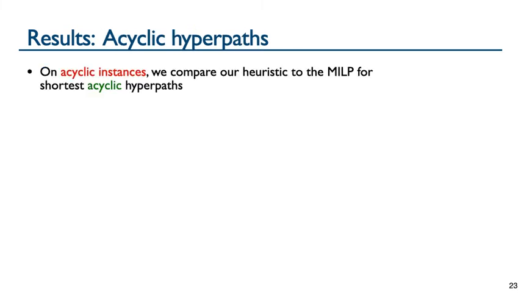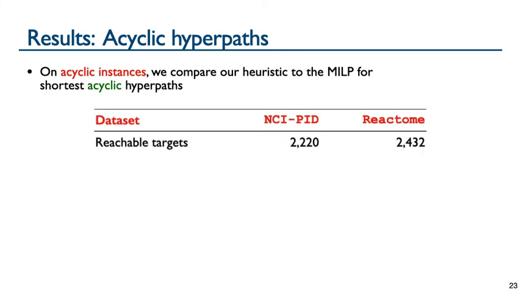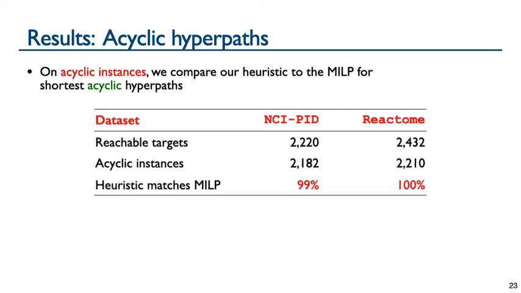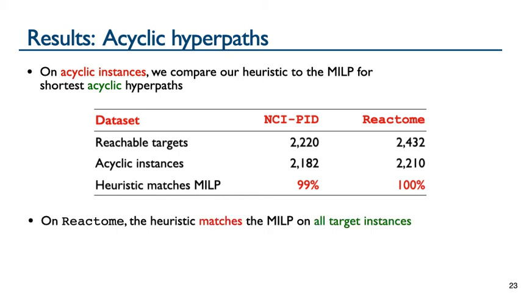I will now share results on the acyclic instances from our hypergraphs, which are instances where there is an acyclic ST hyperpath. Of the reachable instances for each dataset, most are acyclic, as seen when you compare the top two numbers of each column. On over 99% of the instances, our heuristic matches the state-of-the-art MILP, while providing a guarantee of an efficient running time, which is not provided by the MILP.